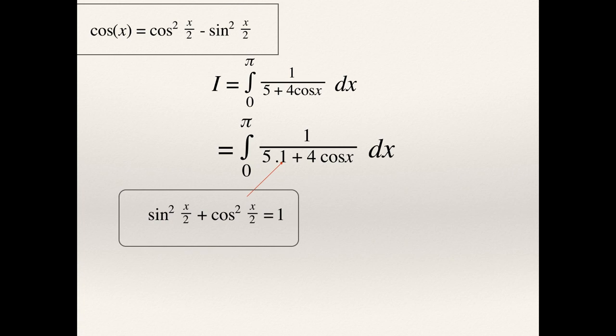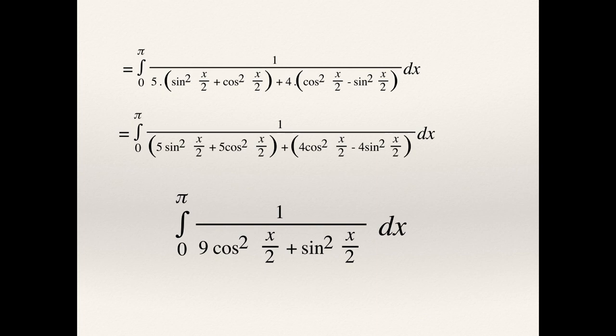In the denominator part, we have 5 plus 4 cos x. Can I write 5 times 1 plus 4 cos x, where 1 can be written as sin square x by 2 plus cos square x by 2, as I stated in the formula previously. And we know that cos x is equal to cos square x by 2 minus sin square x by 2. So we can substitute those values to get a simplified version. After substitution and simplifying the whole term in the denominator, we get 1 by 9 cos square x by 2 plus sin square x by 2.